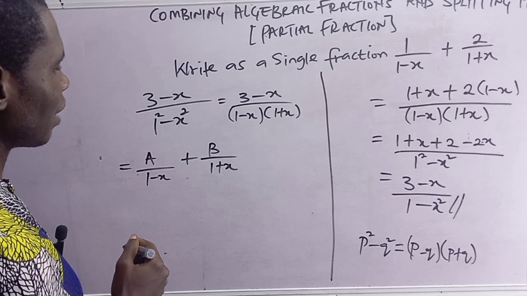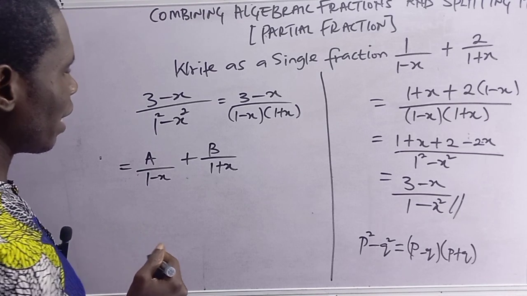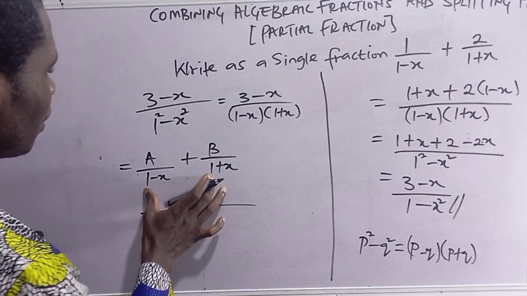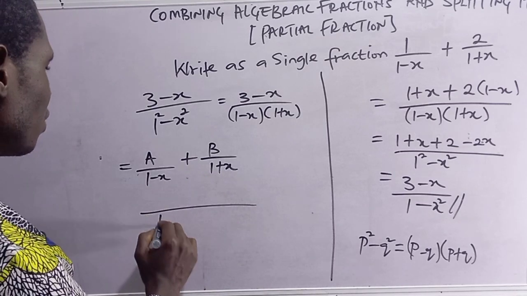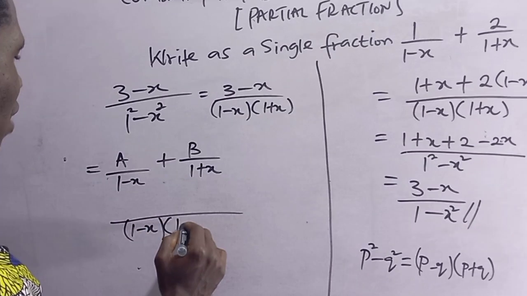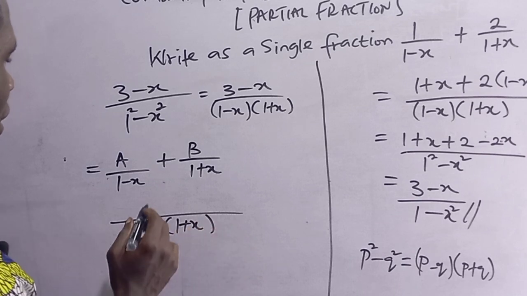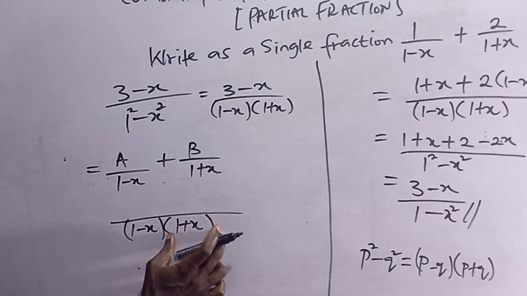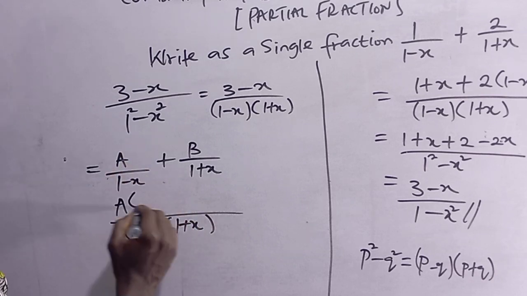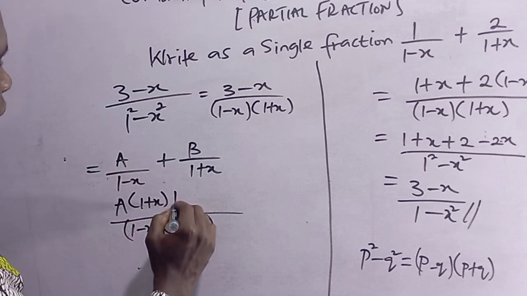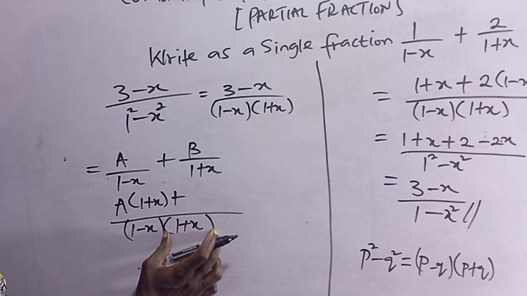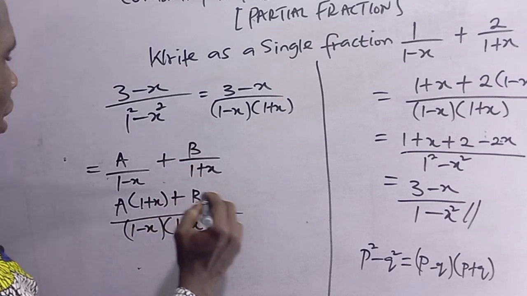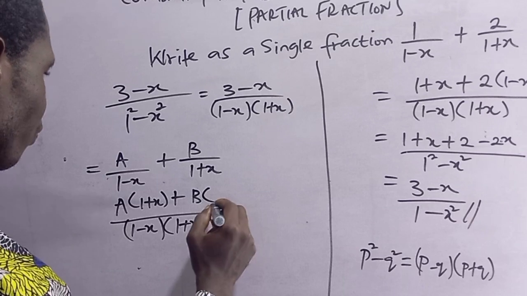How can we find the values of a and b? We can take the product of the denominators as I've explained earlier. Here we have 1 plus x. So 1 minus x will cancel 1 minus x. What is left is 1 plus x times a gives us a into 1 plus x. 1 plus x will cancel out 1 plus x. What is left is 1 minus x times b, which is b, into 1 minus x.